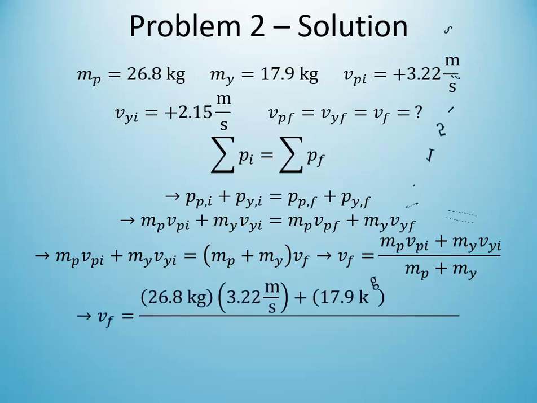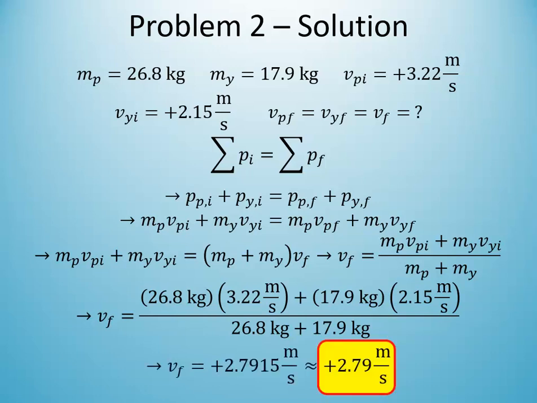So we plug in our numbers, and upon doing that, we notice that our kilograms cancel. That's nice. They should. We should be left with meters per second. And we get a final velocity for that system of plus 2.79 meters per second. So the yellow and purple minions are both going toward the right at 2.79 meters per second.